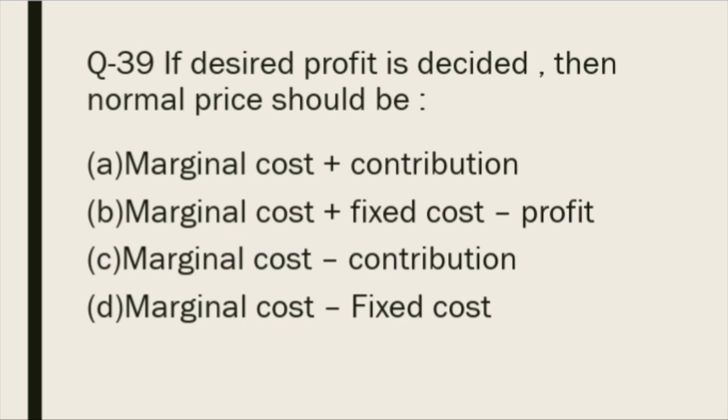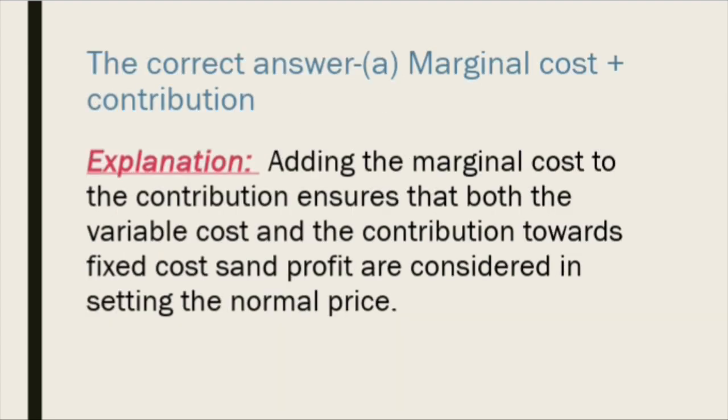Next one. If desired profit is decided, the normal price should be: marginal cost plus contribution, marginal cost plus fixed cost minus profit, marginal cost minus contribution, or marginal cost minus fixed cost. The correct answer is marginal cost plus contribution, and the explanation is that adding the marginal cost to the contribution ensures that both the variable cost and the contribution towards fixed cost and profit are considered in setting the normal price.